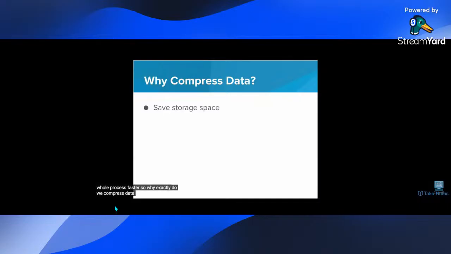So why exactly do we compress data? Well, one reason is to save storage space. Like we've seen, we have way too much data. We need to come up with clever ways to store it. We're not carrying around massive hard drives in our pockets. We have little phones. So we really need to use that storage space efficiently if we want to be able to access all of our data.